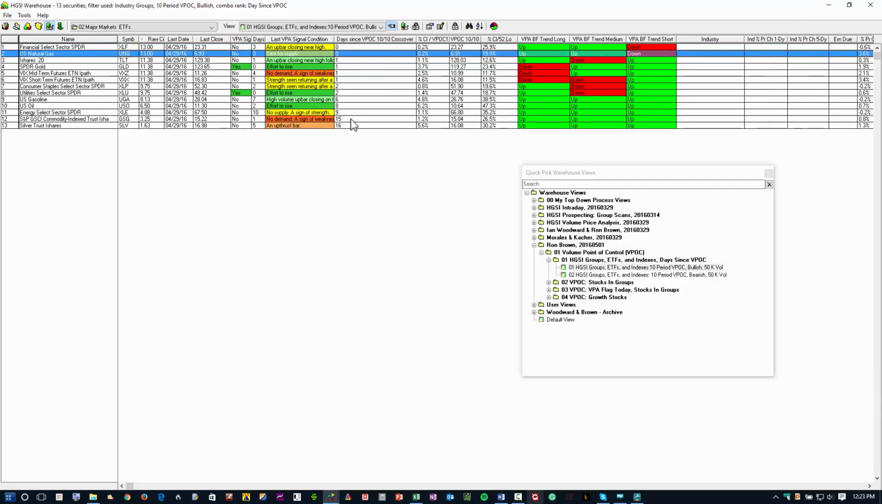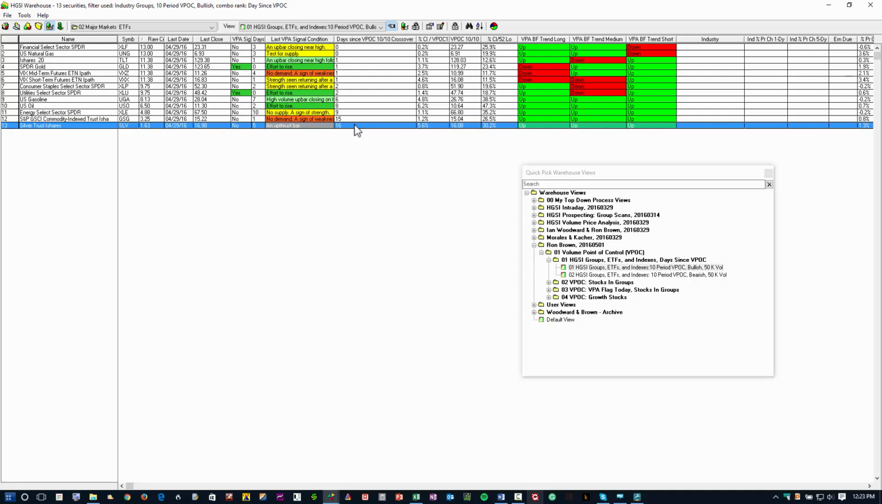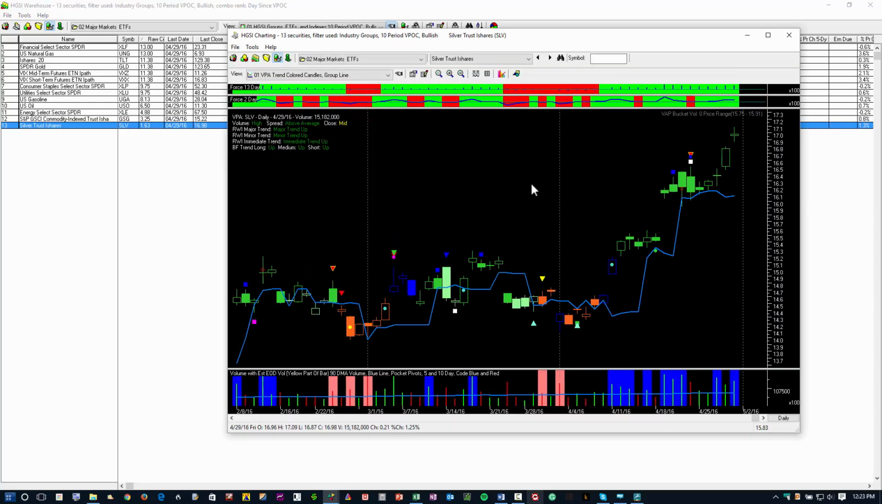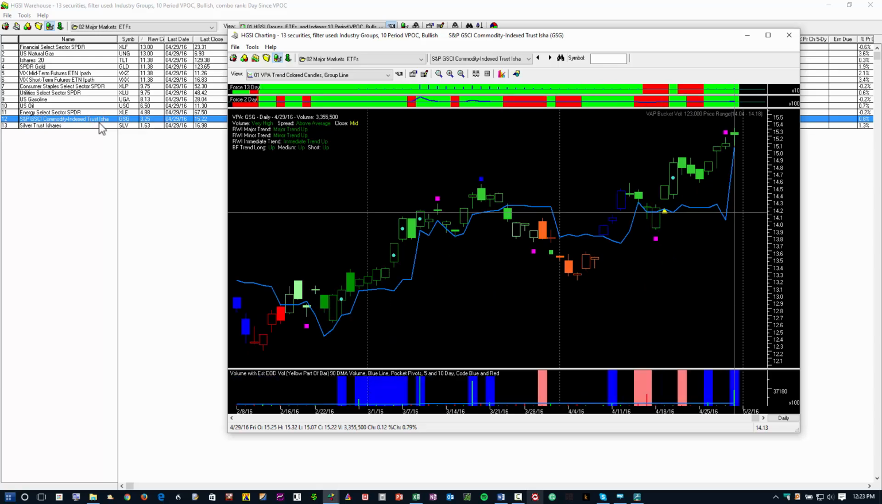Now let's go down here, and I'm going to show you what this looks like on the Silver iShares Trust. That crossover actually happened 17 days ago. 0 is always a crossover day, and then you start counting up from there. And here's where that volume point of control came in, and the bulls have been in control ever since. Let's look at commodities. Same thing, long time ago.